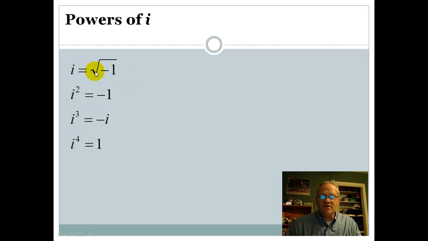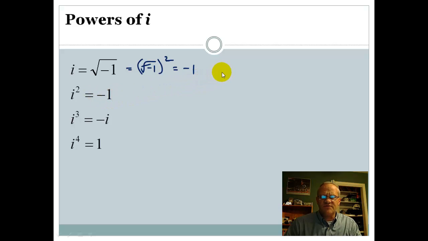Think about this. If i equals the square root of negative 1 and we want to find out what i squared is, basically we're saying I have the square root of negative 1 and I square it. Well, what happens there? Basically the square root will cancel out the square. Those two things cancel out and leave me with negative 1. So as you can see here, i squared equals negative 1.